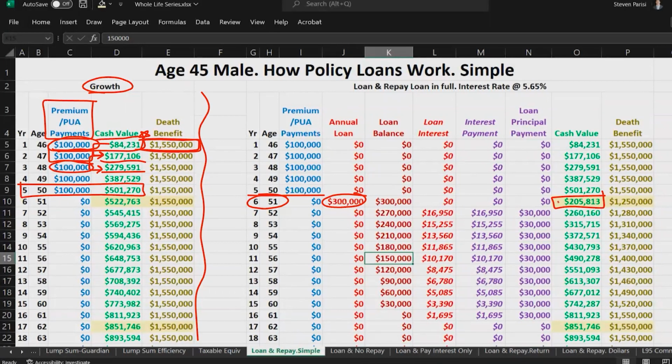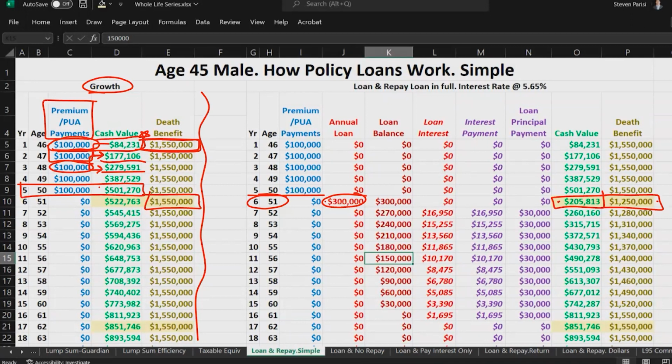So you took that $300,000 loan, and what went down here? Your cash value. So before the loan, it was $500,000. After the loan, it was just over $200,000. What else do you notice? Look at the example where we just parked it and let it sit and grow. In year 6, death benefit is what? $1.55 million. What is it over here? $1.25 million. If you take that 1.55, subtract $300,000, what happens here? You get $1.25 million. The death benefit is collateralized dollar for dollar in this example.